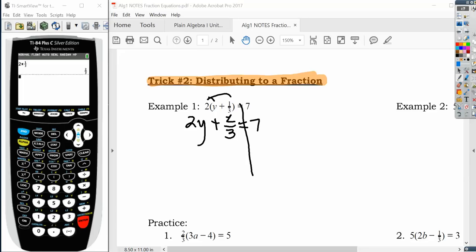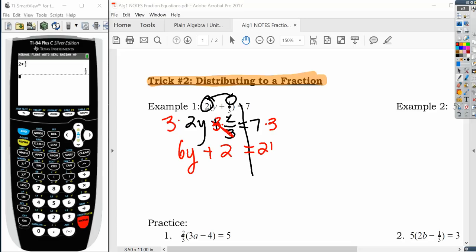Or I can just always take my outside number, which always gets multiplied with the number on top. So 2 times 1 is 2, and then over 3. Alright, so now if I look at this, my next step says I have to get rid of fractions. I'm going to multiply everything by the denominator, which is 3. So 3 times 2y is 6y. And 3 times 2 over 3, my 3's cross out, I'm left with plus 2. And then 7 times 3 is 21.